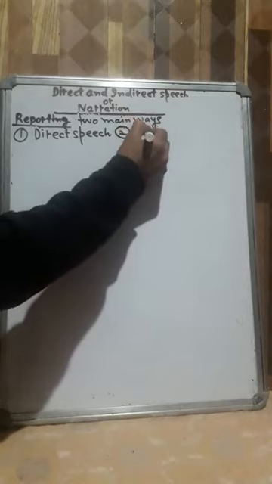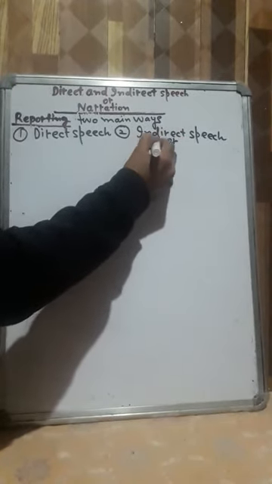Today our topic is direct and indirect speech or narration. Let's first know reporting. There are two main ways of reporting a speech. Number first is direct speech. And number second, indirect speech or reported speech.